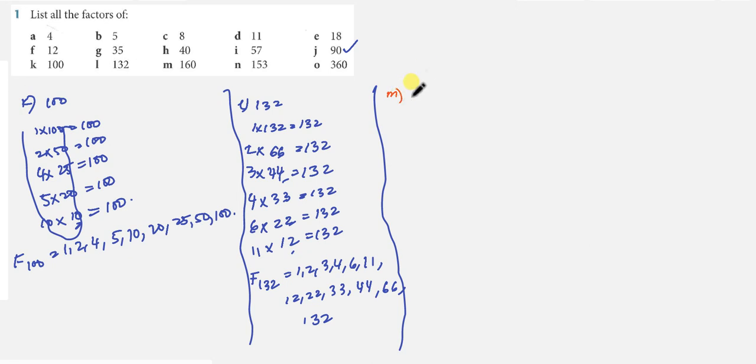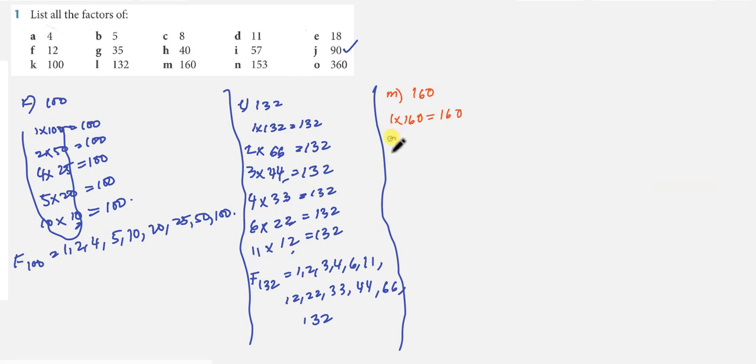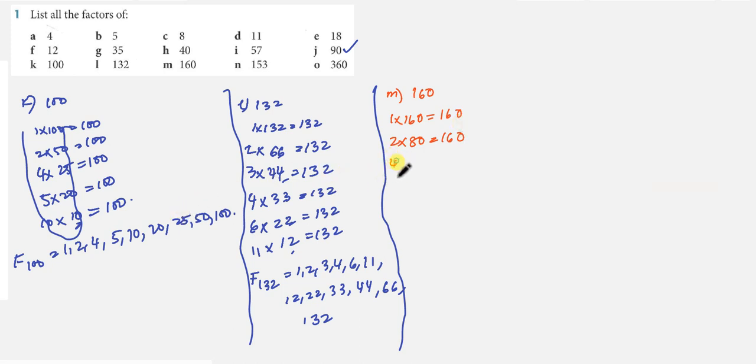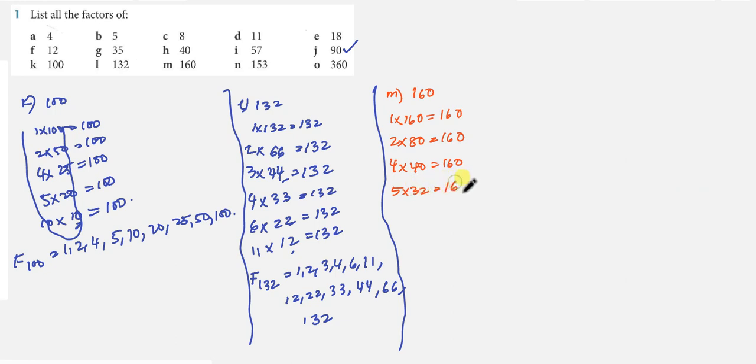Next number is 160. So 1 times 160 is equal to 160. 160 divided by 2: 2 times 80 is equal to 160. 160 divided by 3, not possible. 160 divided by 4: 4 times 40 is equal to 160. 160 divided by 5: 5 times 32 is equal to 160.